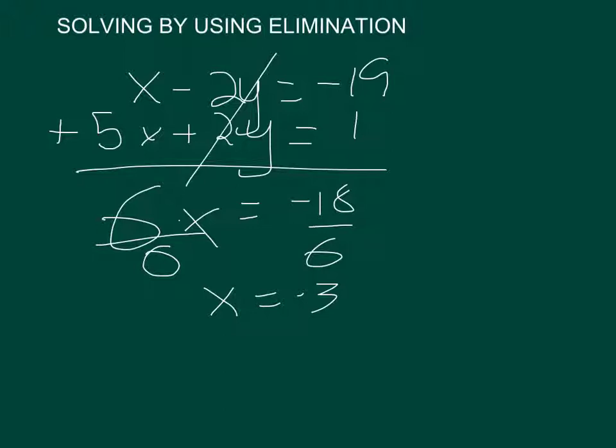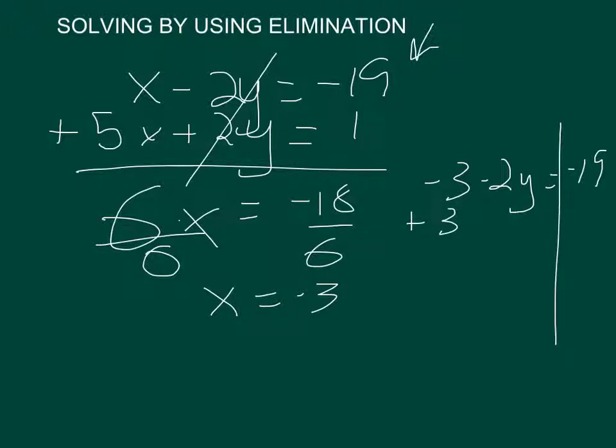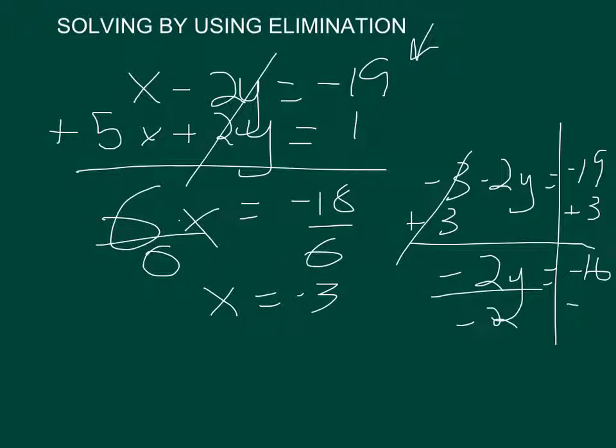I am a big writer, and it's going to be the first equation that I will plug it into. So negative 3 minus 2y equals negative 19. I am going to add 3 to both sides, plus 3, and we end up canceling out our 3's, and we have negative 2y equals negative 16. I'm going to divide by negative 2, divide by negative 2, my 2's cancel, and y equals 8. So my solution would be that x is negative 3 and y equals 8.